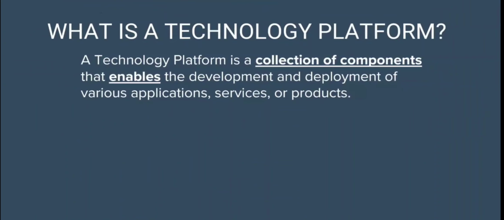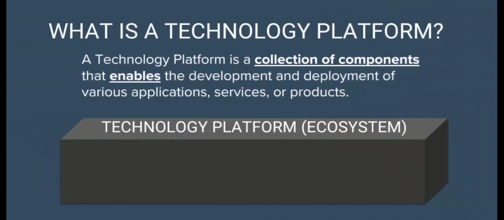Here is the definition of a technology platform. A technology platform is a collection of components that enables the development and the deployment of various applications, services and products. I have highlighted this here, and I want you to focus on those two words. The first is collection of components, and the second is enablement, which means power to accomplish. So think of a technology platform as an ecosystem.